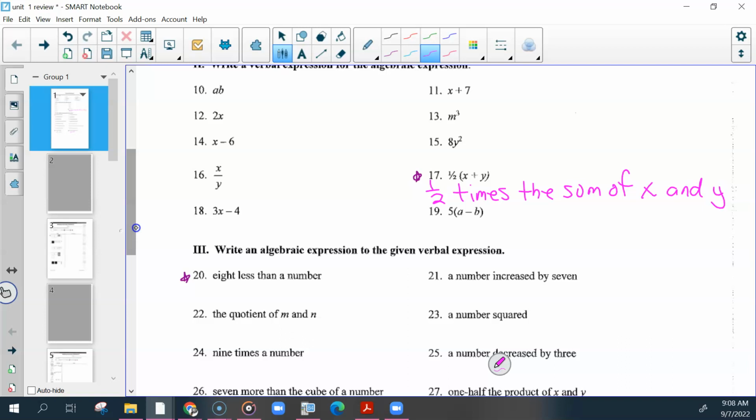And 19 you said? Oh, 19. So 19 is going to be similar, but instead of the sum, I can say difference. So 5 times the difference of A and B. So as long as you are saying whatever is being multiplied to everything, that works. If you said 1/2 times x plus y, it wouldn't be the same. Because that would be 1/2 x plus y, and that's not what we want.